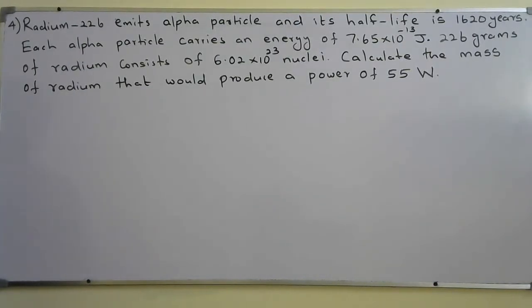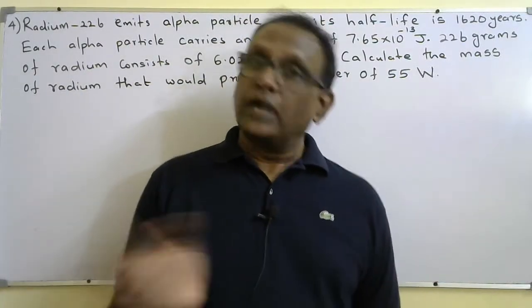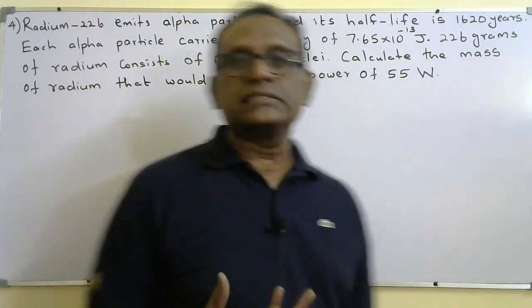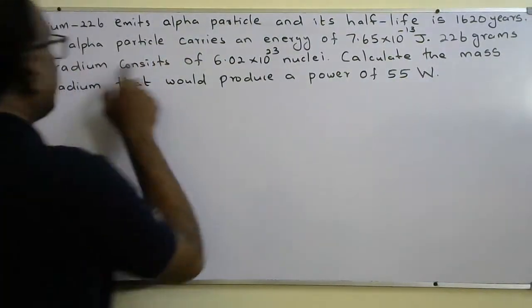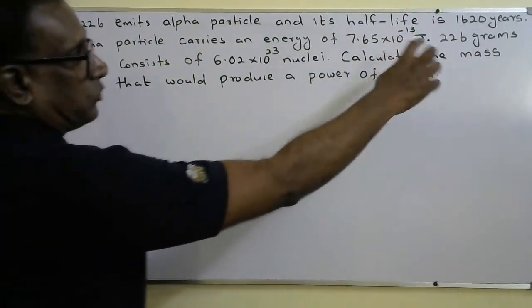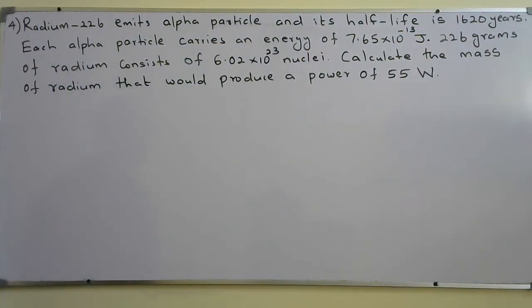Okay, so in this question, radium-226 emits an alpha particle and its half-life is given. Each alpha particle carries an energy of this much. Most of the energy is carried by the alpha particle, as I already told, because the mass of the radon is much higher than the mass of the alpha. So 226 grams of radium is 1 mole, that's the molar mass. 1 mole consists of 6.02 times 10 to the power 23 nuclei. Calculate the mass of radium that would produce a power of 55 watts.